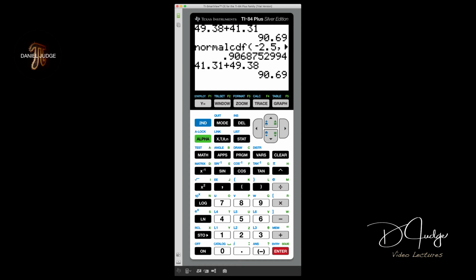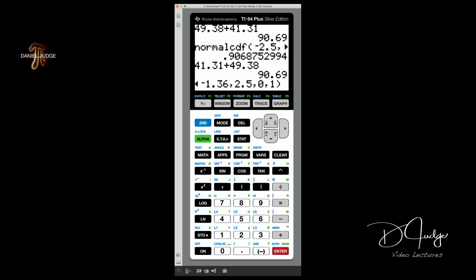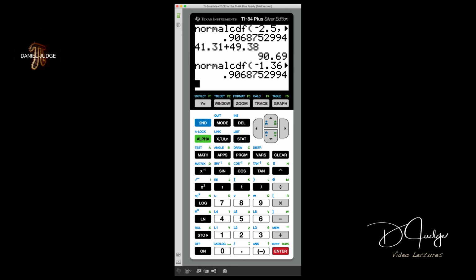All right. Let's see what the menu says. Let's find distribution. Go down to number 2. The lower value in this case is a negative 1.36. The upper value is a positive 2.5. The mean is 0. Standard deviation is 1 because it's a standard normal distribution, and you get the same answer. Okay? So, ladies and gentlemen, this is a good thing. So you're learning how to use both these things today, so you guys know.